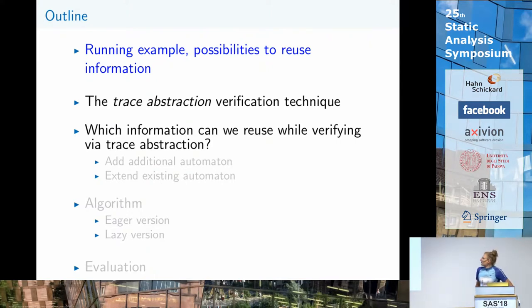This is the structure of this talk. I first want to start with a running example and some preliminaries. Later I will give some definitions that use these preliminaries, so even if they sound a bit boring, they might be important. Then I want to show you the trace abstraction verification technique. This is an existing technique, but we think it's especially well suited for reusing information. And afterwards I want to discuss what kind of information produced by the algorithm can be used for later verification tasks.